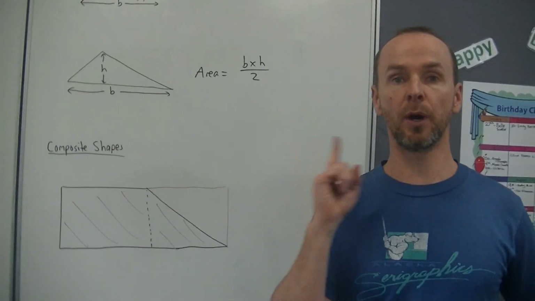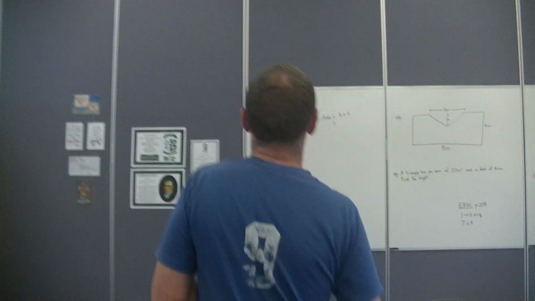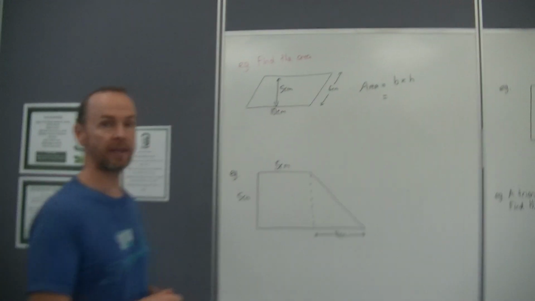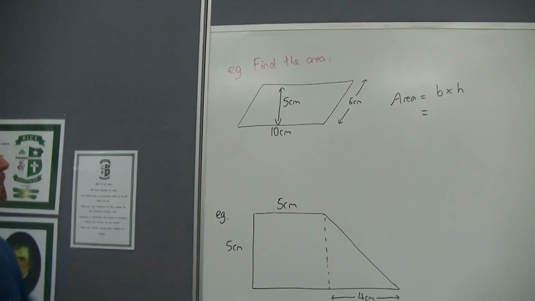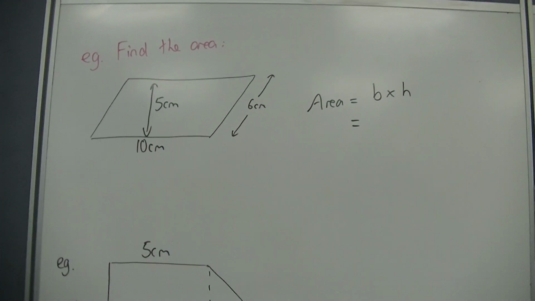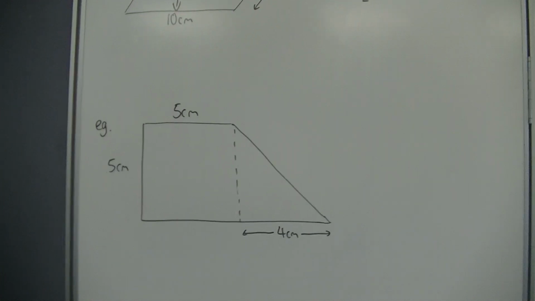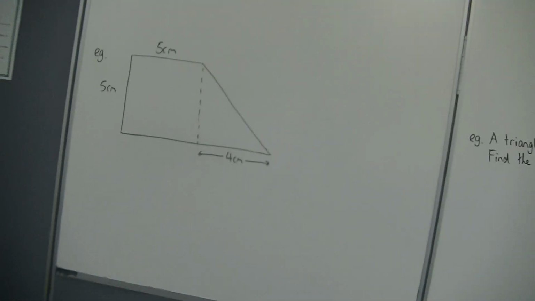Alright, we're going to do a couple more examples over on the other board. Follow me, everyone. Alright, let's do some examples here. This is a parallelogram. Find the area. So have a look at that. Copy it down first would probably be a good idea. Copy that and the rest of the examples. Leave a space so you can fill in.